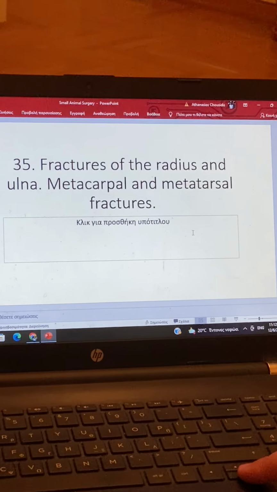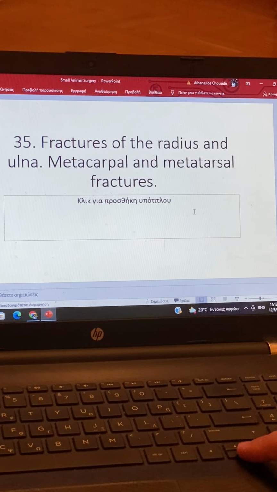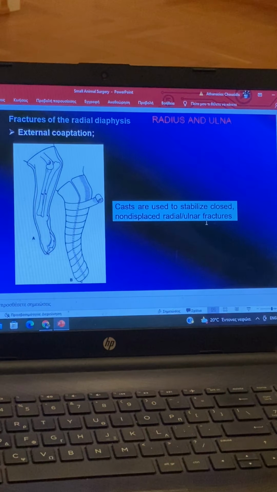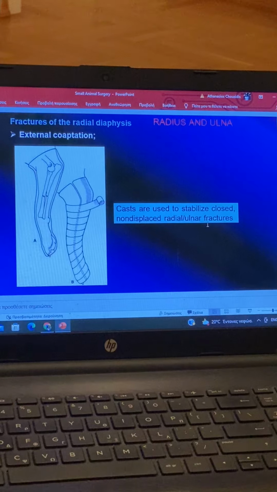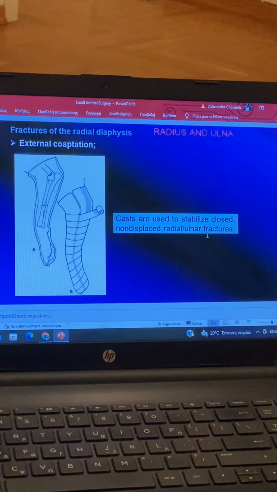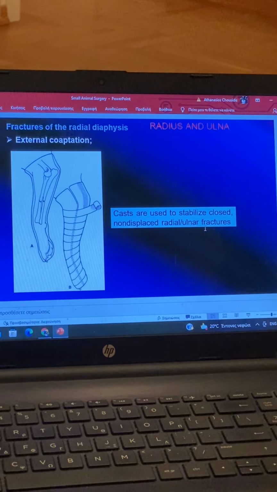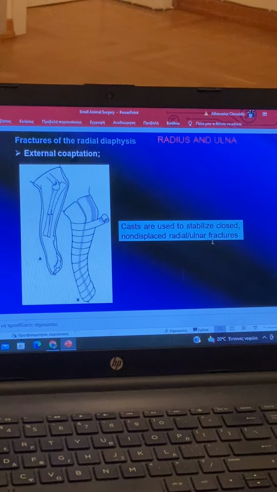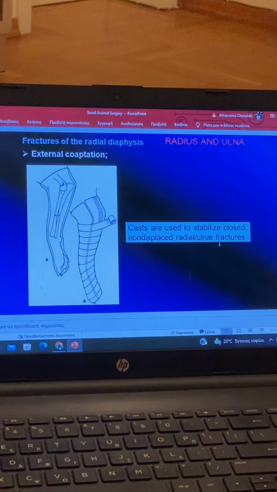Fractures of radius and ulna, metacarpal and metatarsal fractures. That's a big question. I also have a very stupid question. What are the metacarpal, metatarsal parts? Are they like wrists and ankles? Yeah, theoretically they are the little bones that we have in the leg and the hand area. Okay. Carpal is hand, tarsal is foot.